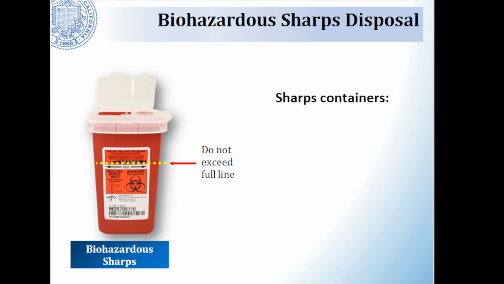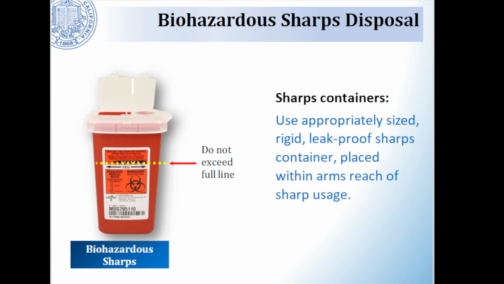Sharps includes needles, knives, blades, wires, slides, and cover slips. Place contaminated sharps directly into puncture and leak-proof containers. Do not recap needles. Make sure that you do not exceed the fill line. When the contents reach the fill line, approximately 2/3 full, close and seal the container and place it in a waste accumulation site.